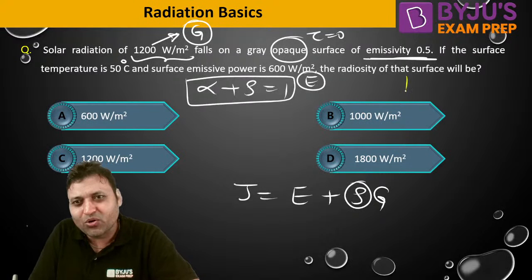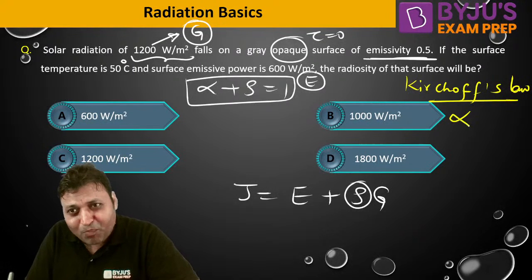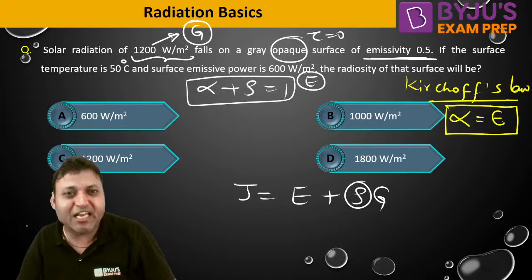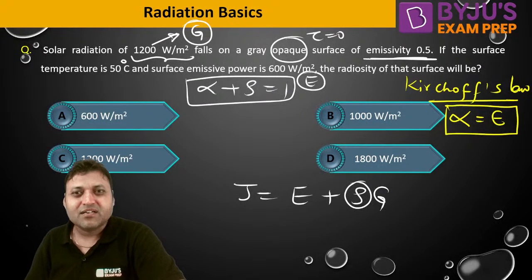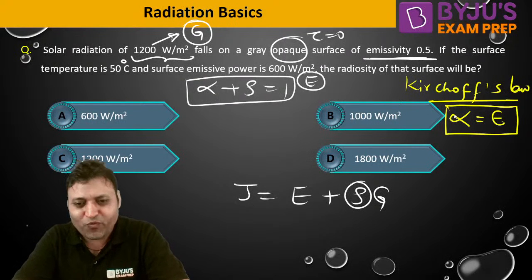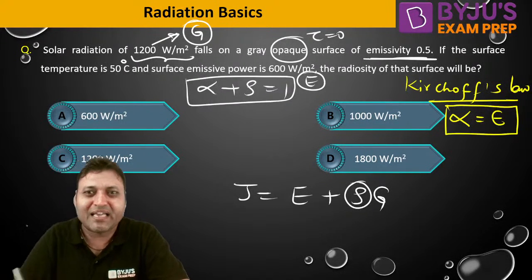According to Kirchhoff's law, the absorptivity of a surface is equal to its emissivity when the surface is in thermal equilibrium with its surroundings. Or we can say a good absorber is also a good emitter. That is Kirchhoff's law.